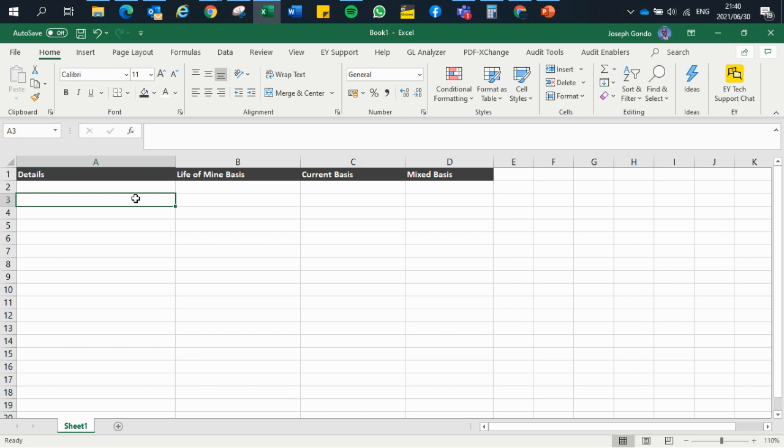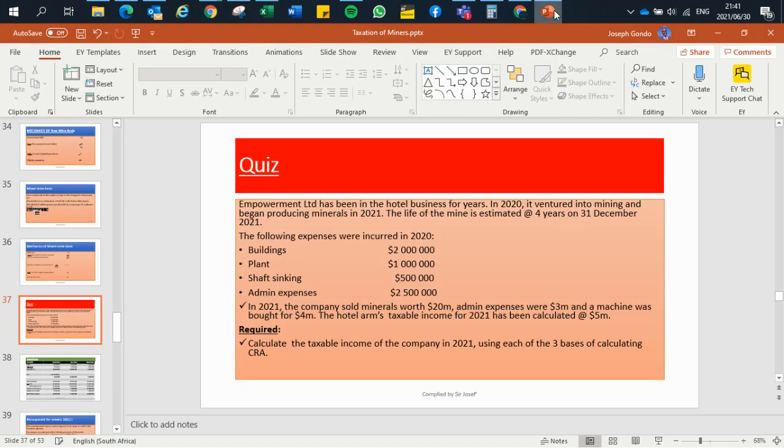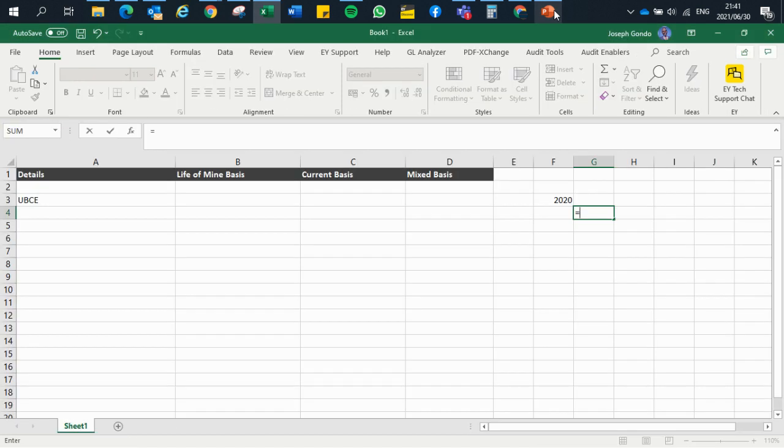All right. So let's calculate the UBCE under all these methods. So we know that we started development in 2020, and in 2020 we incurred which costs? We incurred 2 million on buildings.